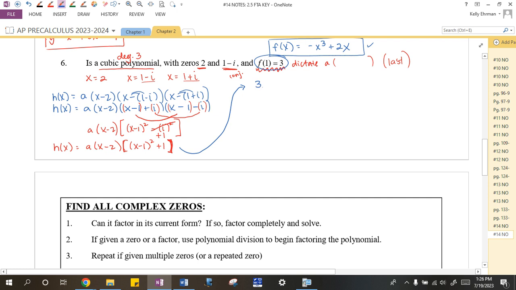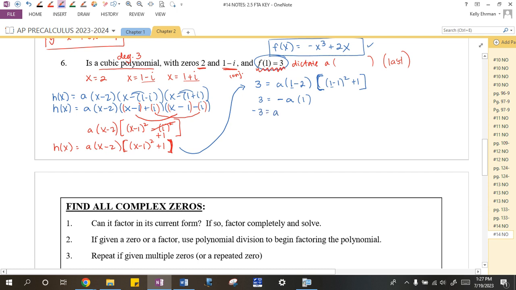h of x is 3 when we plug in 1 for x. I'll use my square brackets to distinguish. So I put in 3 for y. I put in 1 for x here and here. Now I've got a little bit of math to do. 1 minus 2 is negative 1 times a. 1 minus 1 is 0 squared times 1. So a is negative 3.